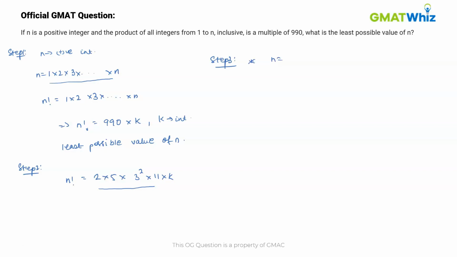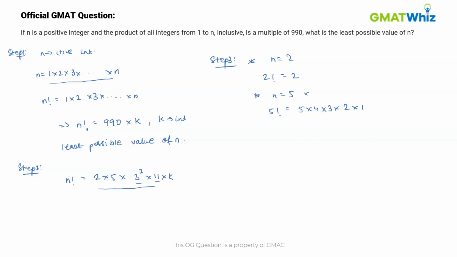Let's take n to be equal to 2. Now when n is equal to 2, 2 factorial is equal to 2. Now this is not a multiple of 990. Similarly, when we take n is equal to 5, 5 factorial equals 5 times 4 times 3 times 2 times 1. Now this cannot be a multiple of 990 because it contains only 5, 4, 3 and 2. It should also contain 3 squared, which is 9, and 11. So n is equal to 5 is not an option.